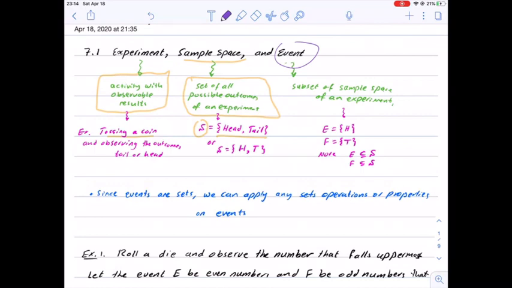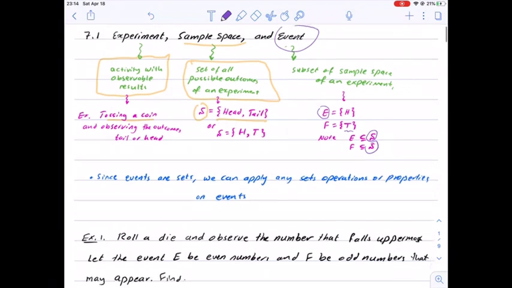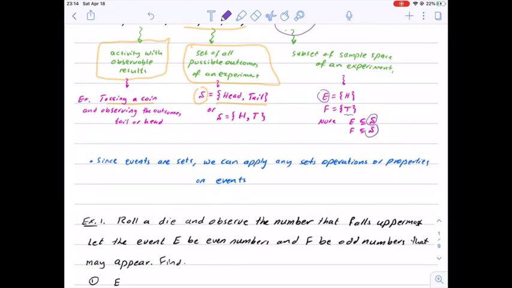So we call that event. For example, for our experiment here, tossing a coin, the set that consists of one element, this is sometimes called singleton. This is an event. It's a subset of S, and the subset that consists of T, tail, that's a subset of S. So this is what we mean by event.